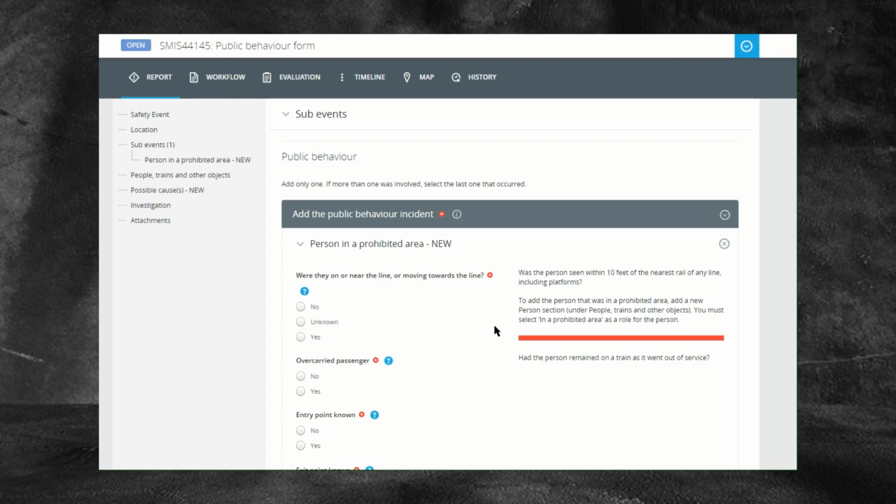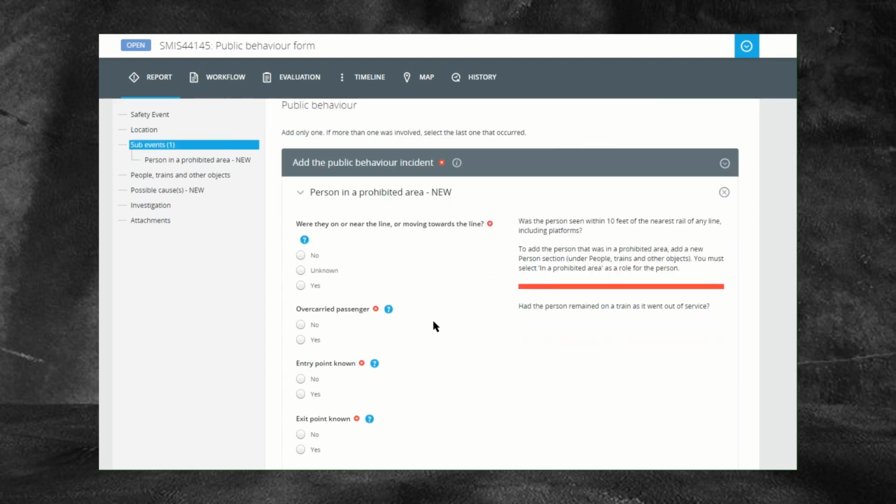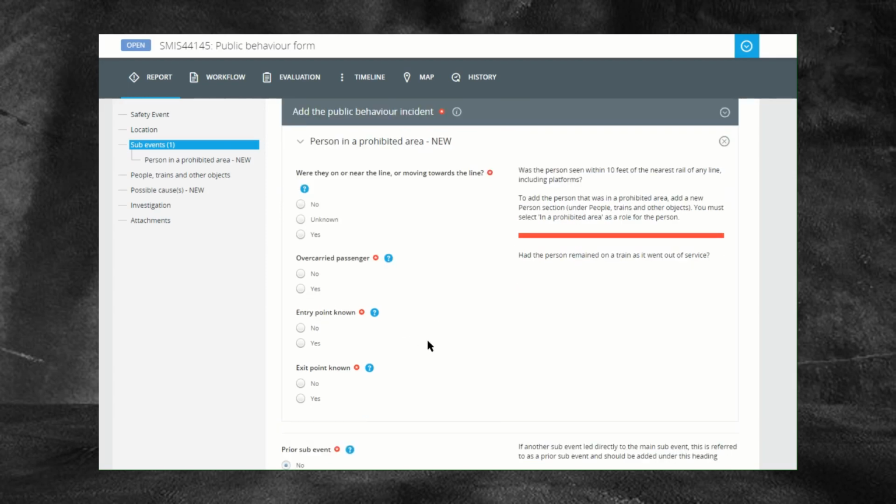So the person in a prohibited area form questions include: were they on or near the line or moving towards the line? That is, was the person seen within 10 feet of the nearest rail of any line, including the platforms. Also, overcarried passenger, so had the person remained on the train as it went out of service? Were they overcarried to a yard, depot, or siding? Then finally, we have the entry point known and the exit point known questions.